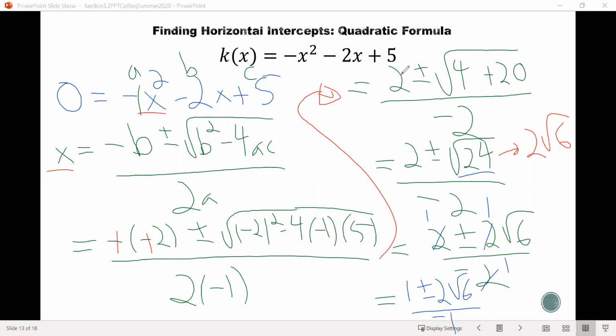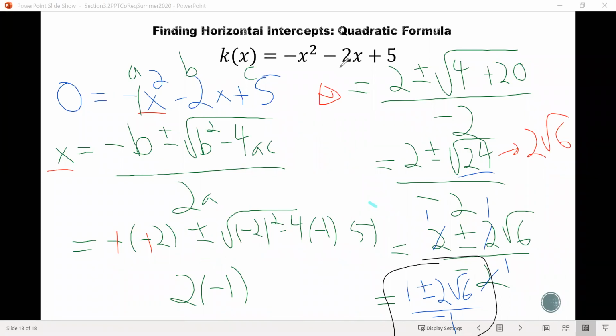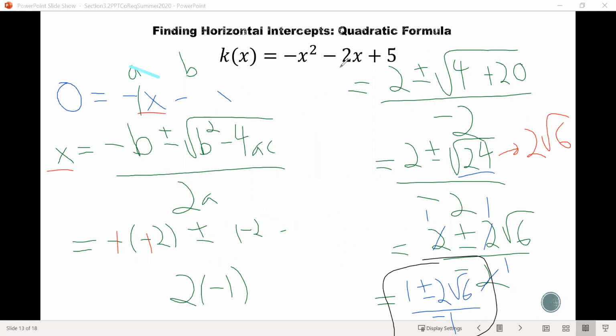And we could leave our answer like that if you wanted to. Okay, so that would be fine. Or actually, you know what? I just lied to you. I totally lied to you. We cannot leave our answer like that because we're finding horizontal intercepts, so we actually need to write some coordinate points here.